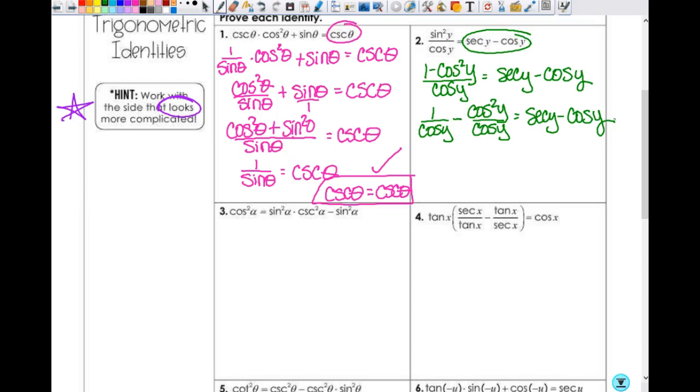What is 1 over cosine y? Secant y. And then now can I cancel cosine here? Yes, now this can be canceled with one of those, so I get secant y minus cosine y. And guess what that equals? Secant y minus cosine y. Then we're done.